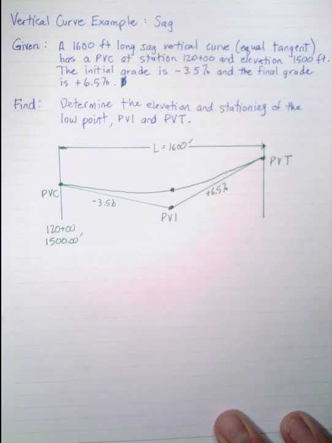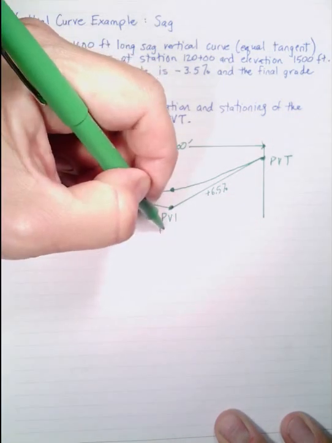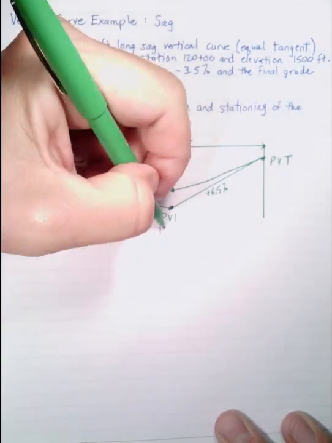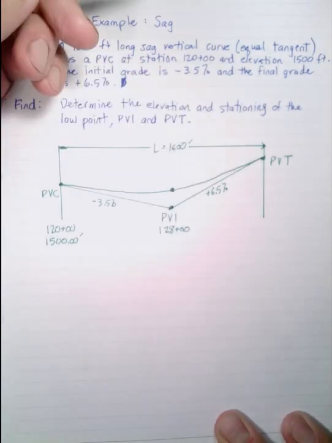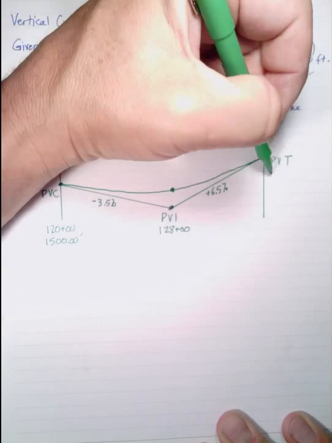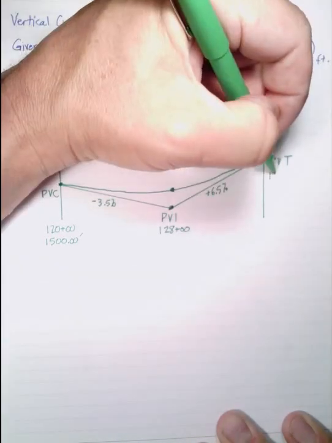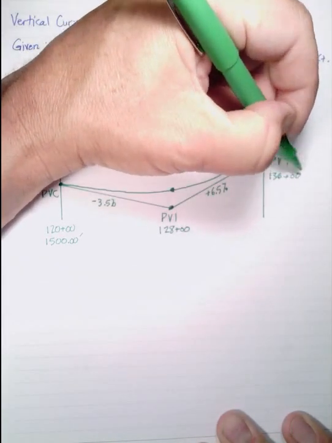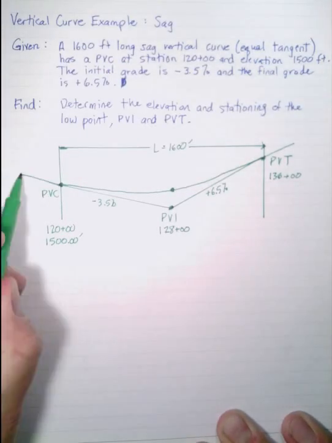to the given information since we know that this curve is 1,600 feet long. We know that the station of the PVI, which is in the middle, is going to be 800 feet from the PVC, so we can write in 128 plus 00. And then, of course, we know also the station of the PVT, which is the end of the vertical curve, which is going to be 1,600 feet from the PVC, so we can write in 136 plus 00. And, of course, these tangents extend like that.